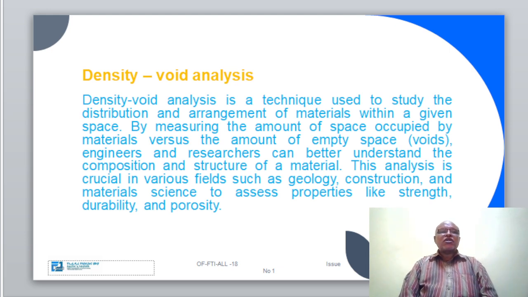The bulk specific gravity and maximum specific gravity are used to calculate the air void content of the asphalt mix, which indicates the amount of air trapped within the material. The voids in the mineral aggregate (VMA) and voids filled with asphalt (VFA) are also calculated to assess the overall compactness and quality of the mix. By analyzing these parameters, engineers can make adjustments to the mix design to optimize performance and ensure long-term durability.